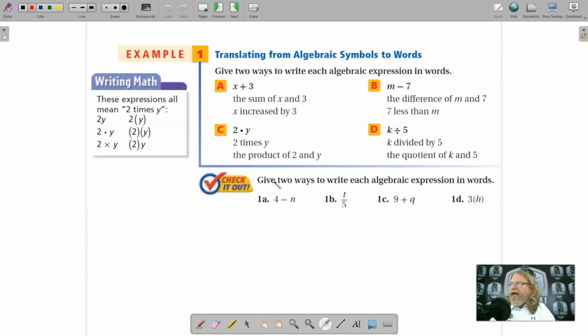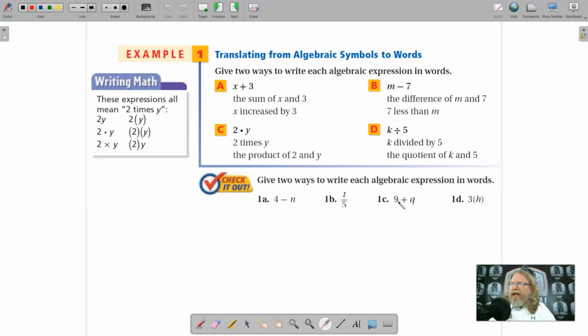So down here in the check it out, give 2 ways to write each algebraic expression in words. So for 1a, we could say 4 minus n. We could use the words n less than 4, or we could say subtract n from 4. For the next one here, we have t over 5 as a fraction. This could be t divided by 5. It could be the quotient of t and 5.